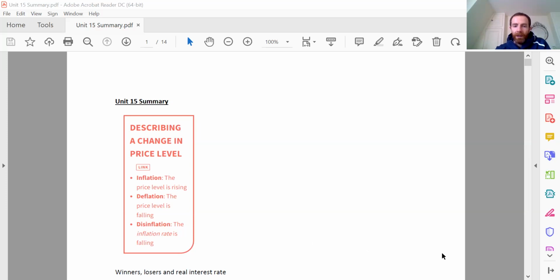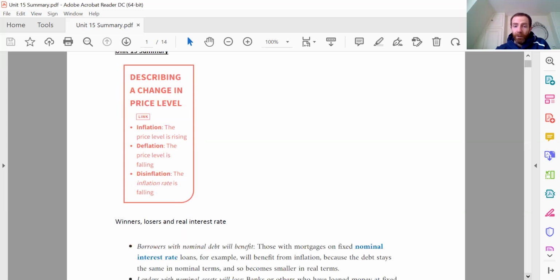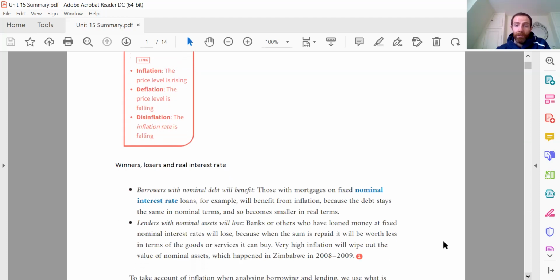So why is inflation something that we care about? Well, there can be winners and losers from inflation, and here are two simple examples. If we have borrowers who have what's called nominal debt, what we mean by that is the debt that they owe isn't linked to the rate of inflation. It's just a fixed amount at a particular year. If people are borrowing and they have nominal debt, then they're actually going to benefit from inflation, because over time, as the price level rises, the real amount that they owe is getting less and less, so it becomes smaller in real terms.